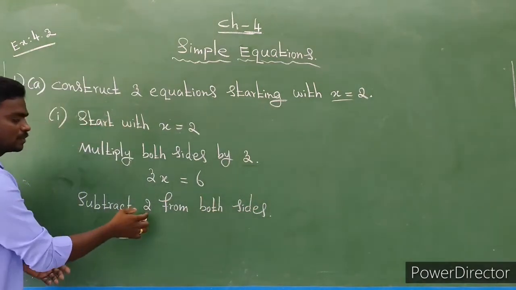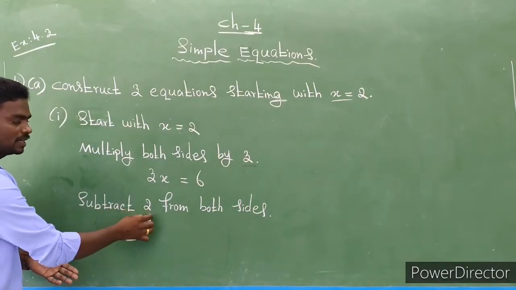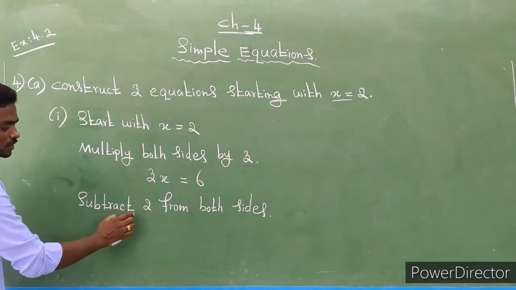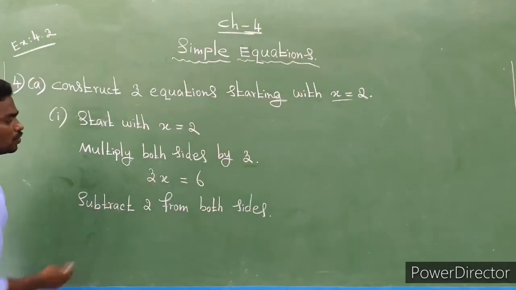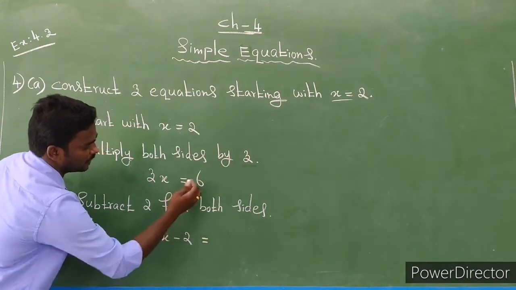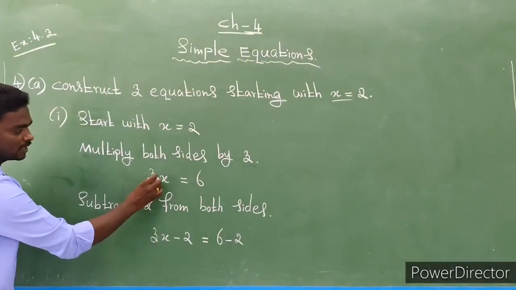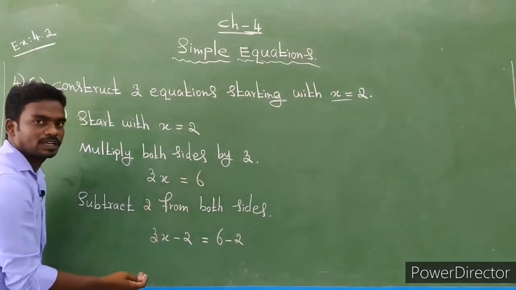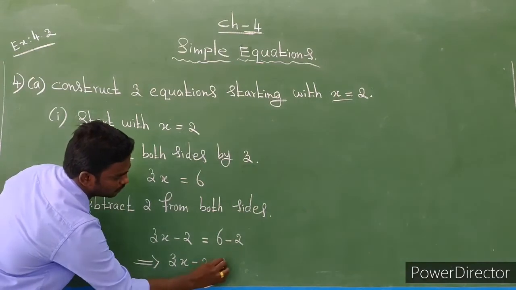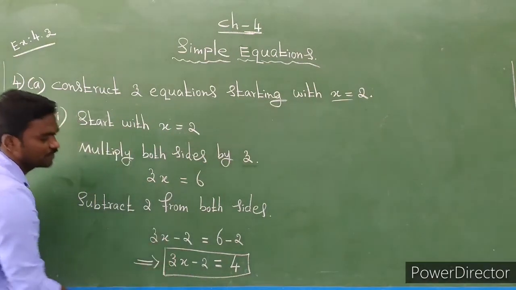In the same way we can subtract 2, 3, 4 or 5 from both sides. We can choose any number to subtract from both sides, or we can add any number to both sides. Now we choose subtract 2 from both sides. We get 3x minus 2 on the left side, which is equal to 6 minus 2 on the right side, which is 4. So 3x minus 2 is equal to 4 is our first equation.